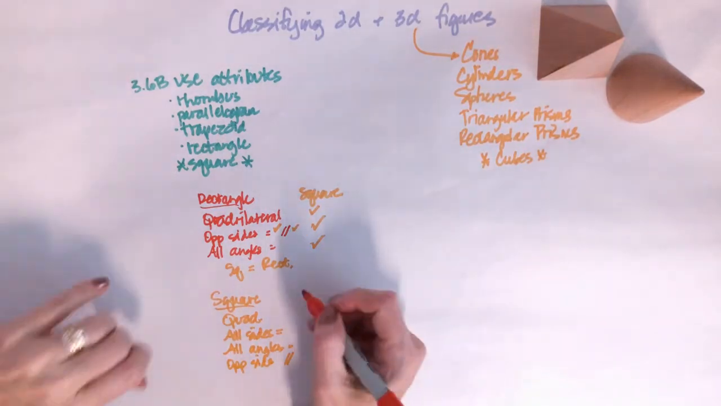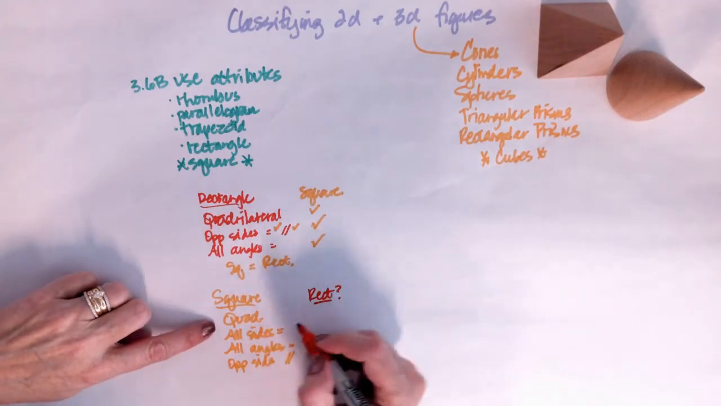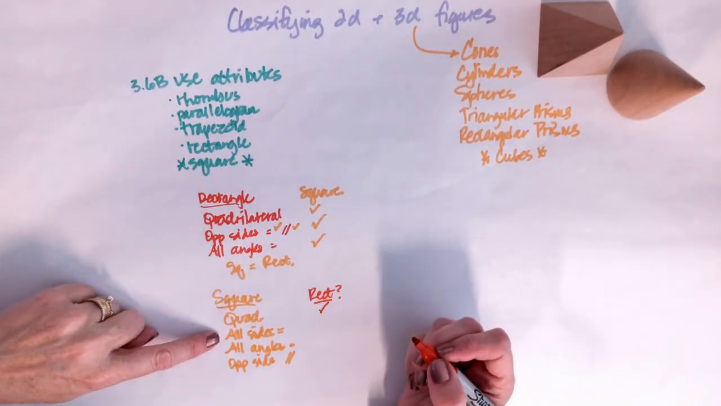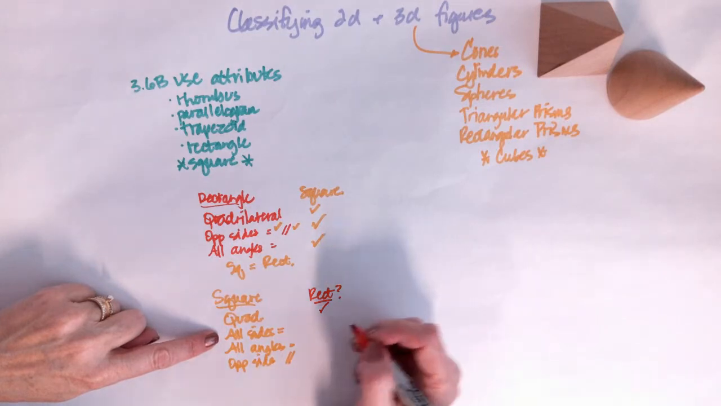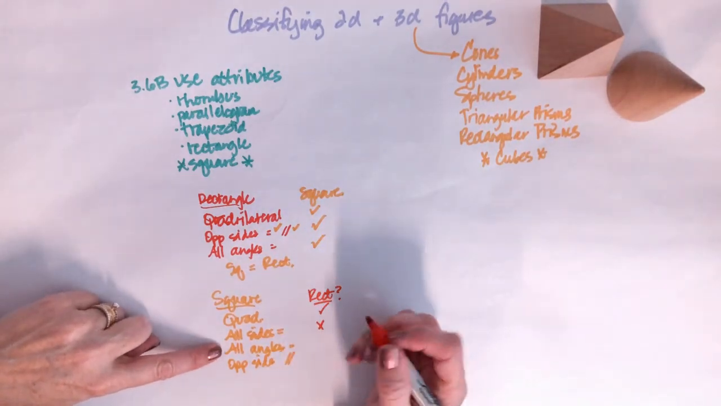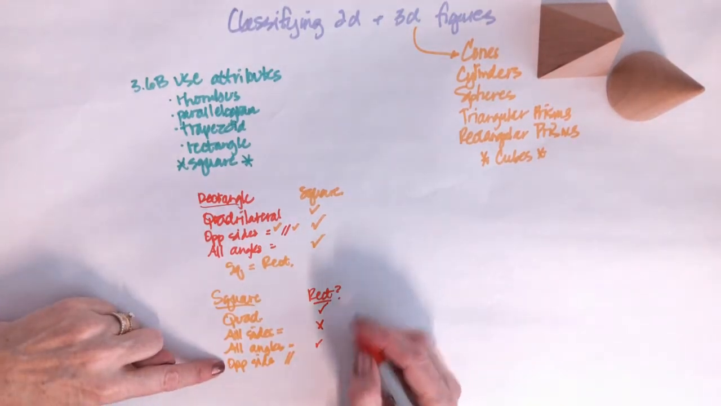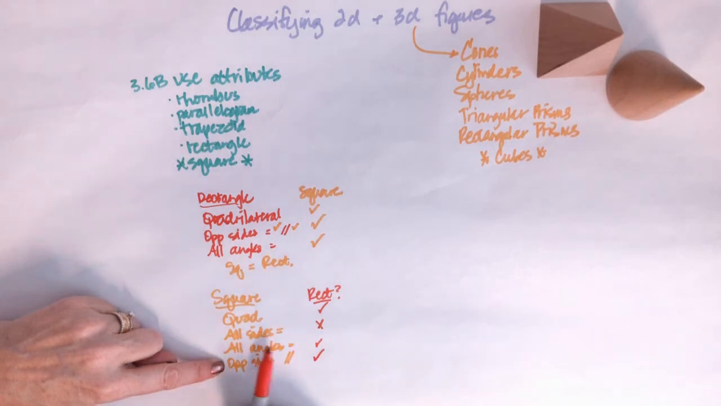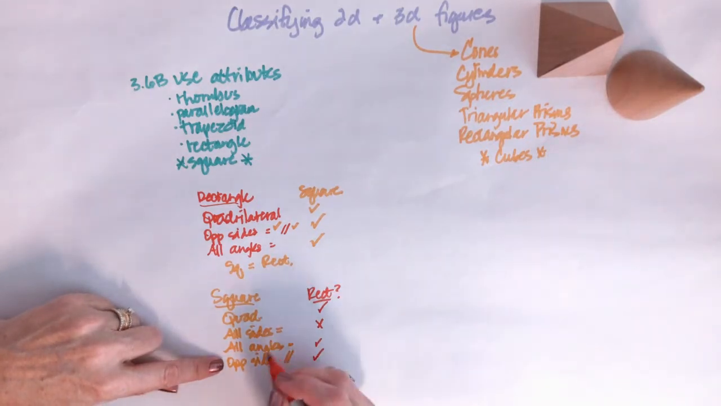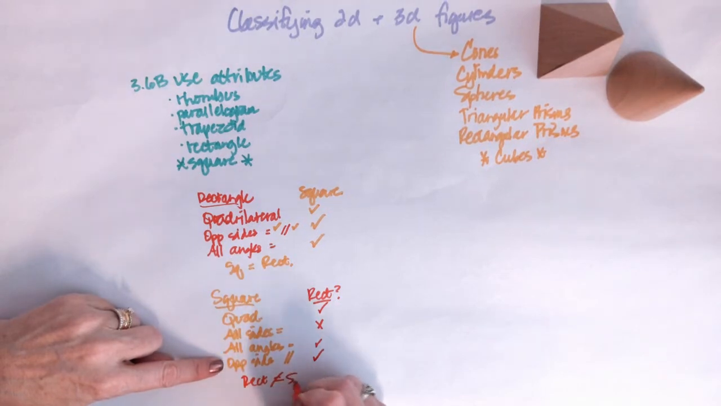Is that true of a rectangle? Is it a quadrilateral? Yes. Are all sides equal? No, only opposite sides are equal. Are all angles equal? Yes, they're all 90-degree right angles. Are opposite sides parallel? Yes, but because it doesn't fit all of the attributes of a square, all sides are not equal for a rectangle. A rectangle is not a square.